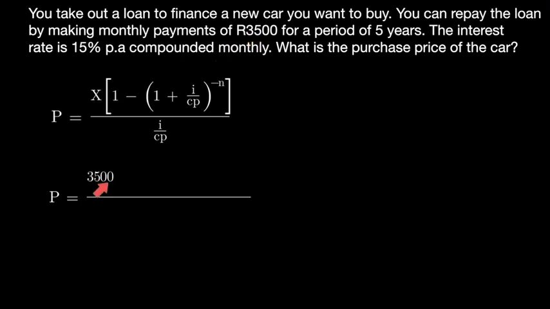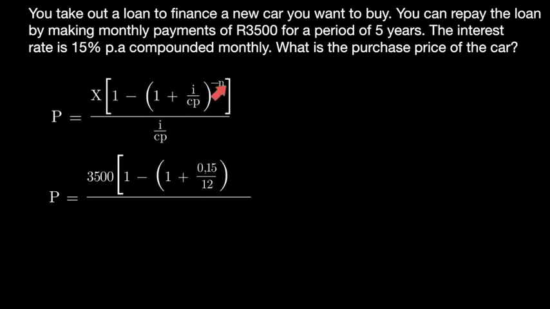Then we open up the bracket, 1 minus, and in the smaller bracket, we've got 1 plus. And in the place of I, it's the interest rate as a decimal. And this is 15%, and 15% as a decimal is 0.15. The compound periods, because it's compounded monthly, there are 12 months in a year, so the compound periods will be 12. Then we have to calculate n.